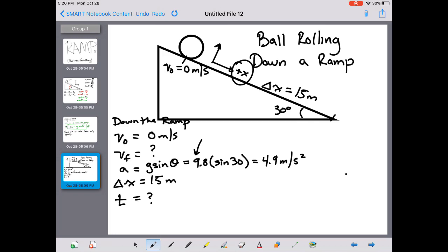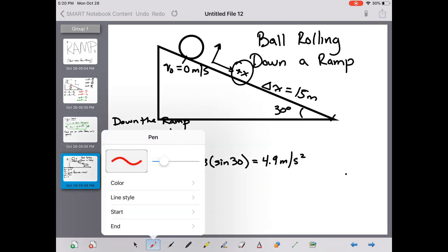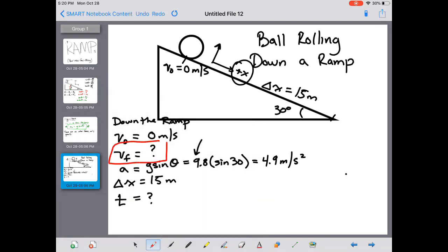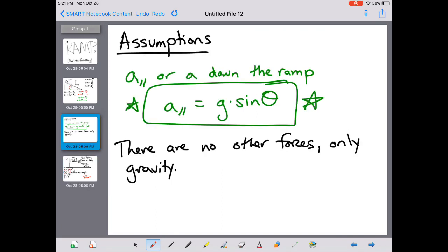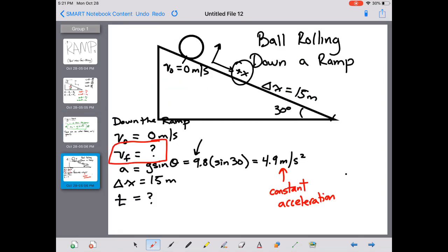And let's say that I want to know my final velocity. What is v final right here? Well, now this becomes a problem just like what we did last unit. We still have the same equations because we still have a constant acceleration. Except now, that acceleration is simply a little piece of the acceleration due to gravity. That is the only thing that has changed here: the acceleration down the ramp is g times sine of theta, where theta is whatever angle the ramp is at.